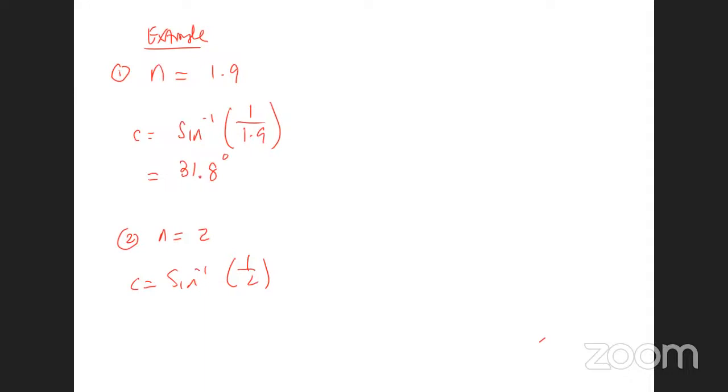Oh, we're just working out sine inverse 1 over 2. How much you got? 30, right? 30 degrees. Anybody not getting it? Make sure I calculate in degrees, right? Press the arrow key and convert it back to degrees.